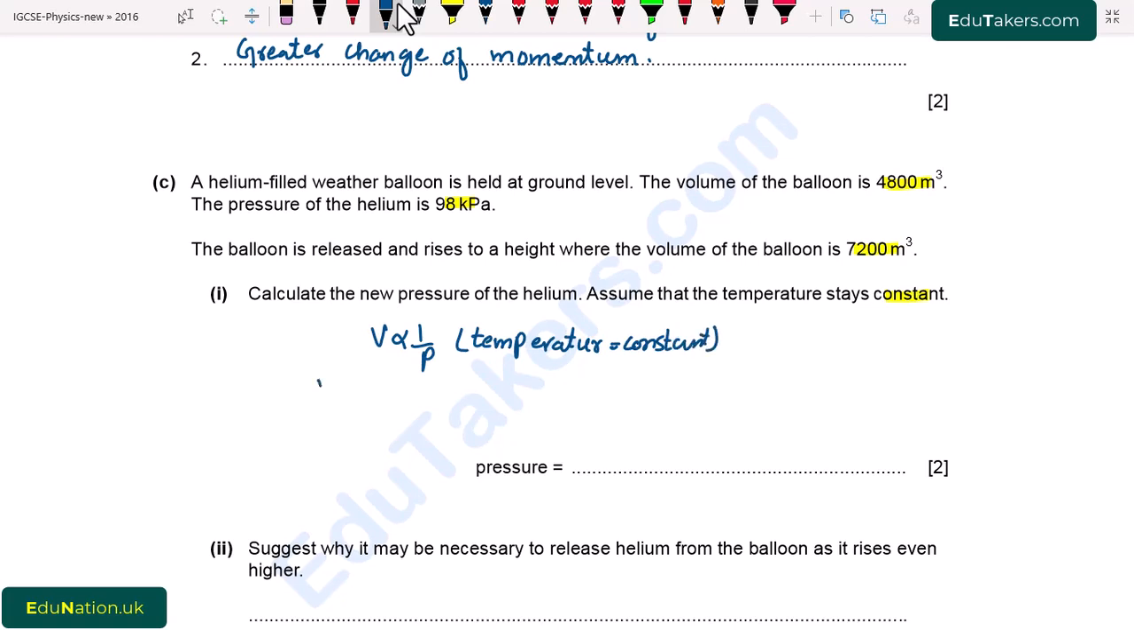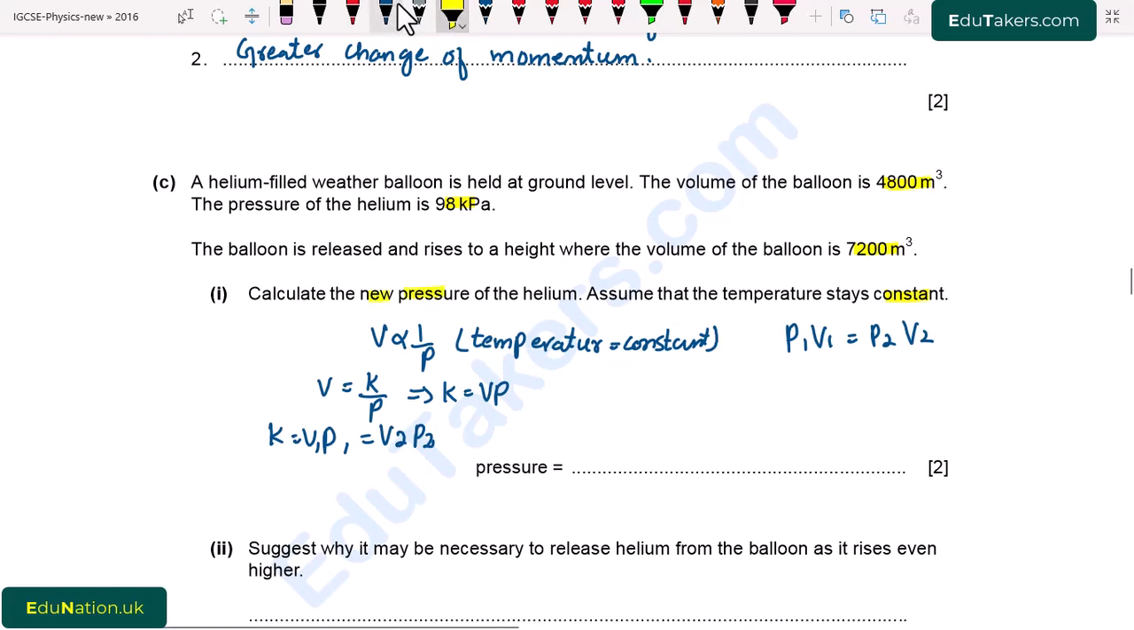I can simply write it as V is equal to K over P, and K is equal to VP. When I write this formula for two systems, K will be equal to V1 P1, which is also equal to V2 P2. So I simply write the formula that P1 V1 is equal to P2 V2. It means that the product of pressure and volume is constant. It does not change. So here we have to find out the new pressure, that is P2. I write here P2 is equal to P1 V1 over V2.